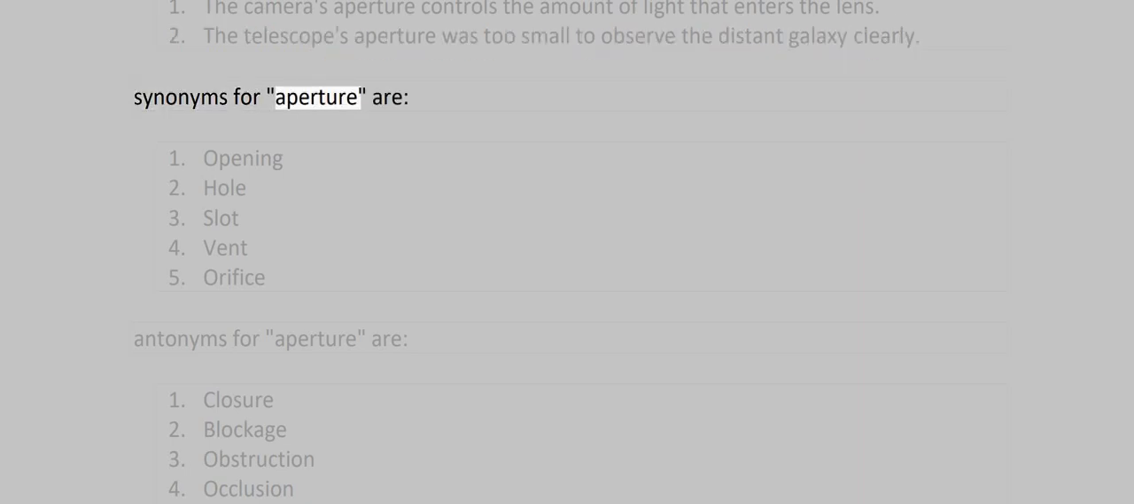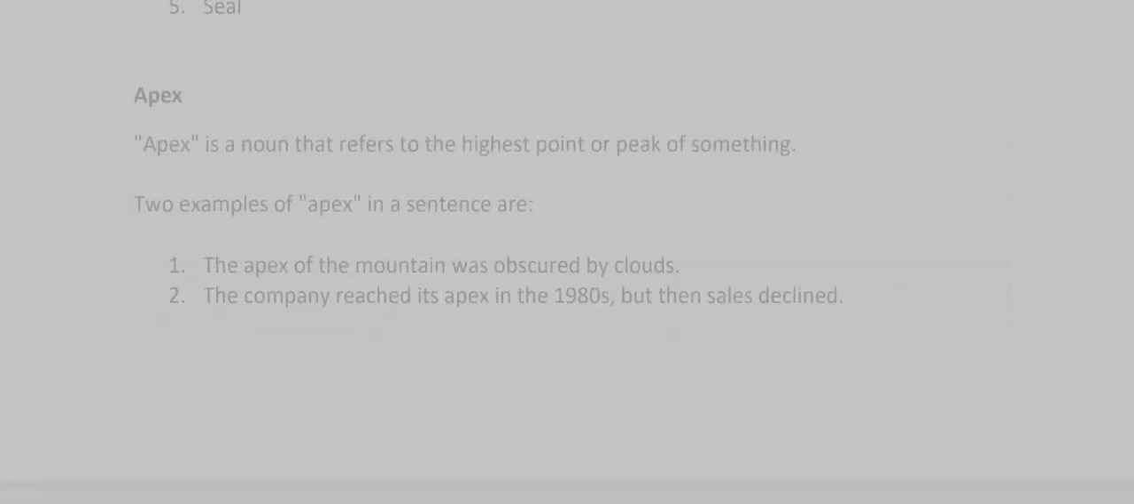Synonyms for aperture are: 1. Opening. 2. Hole. 3. Slot. 4. Vent. 5. Orifice. Antonyms for aperture are: 1. Closure. 2. Blockage. 3. Obstruction. 4. Occlusion. 5. Seal.